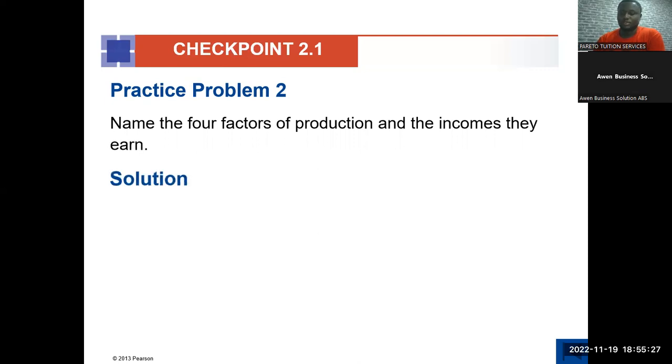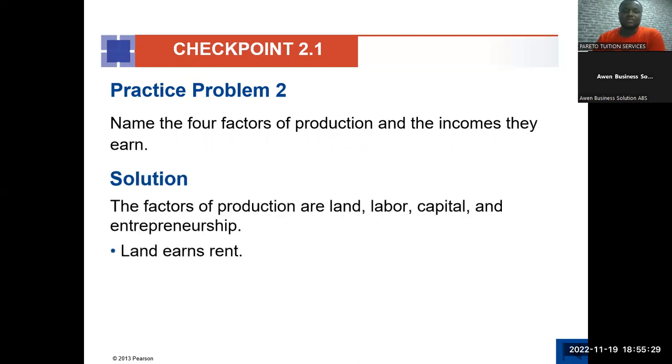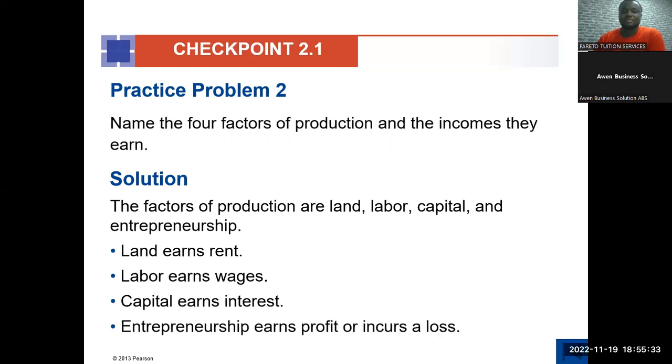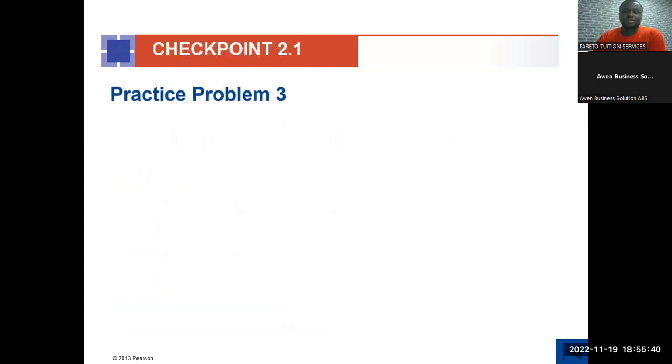Very good, very good. So yes, we have land, rent, labor, wages, capital, interest, and then entrepreneurship. You either get profit or you incur loss. Very good. All right, let's move on.